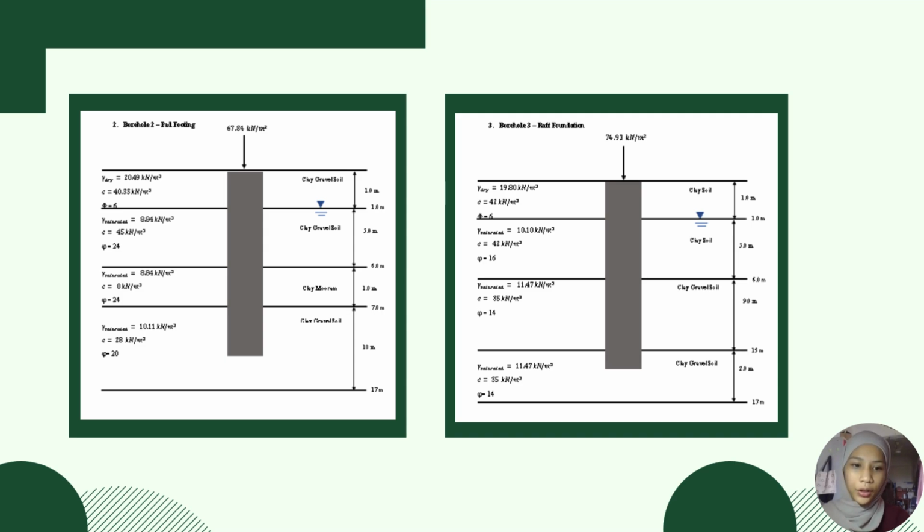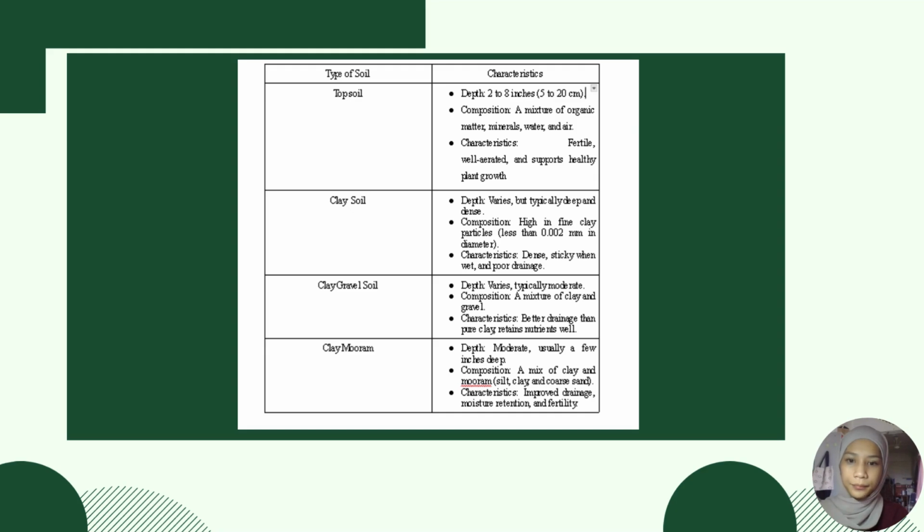Next is the soil properties. Soil properties refer to its behavior and suitability for various uses. Soil characteristics include chemical, biological, and physical features; texture, porosity, and moisture content are typical soil characteristics. As you can see, the depth, composition, and characteristics vary depending on the type of soil.